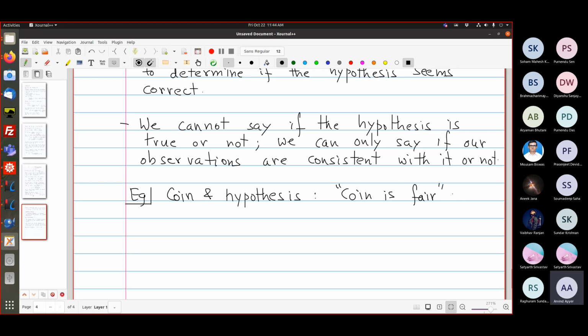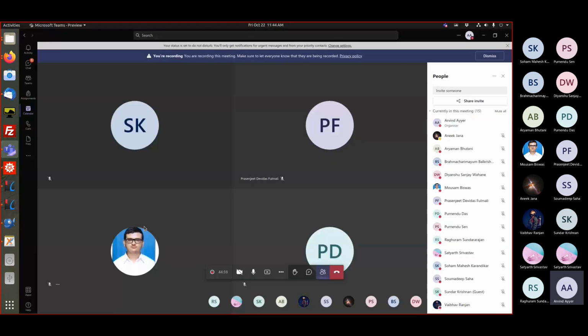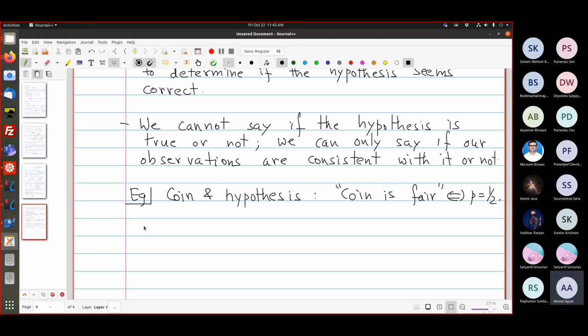Which is equivalent to saying Bernoulli P with P equal to half, and this is the hypothesis. This is a question I asked you at the beginning of the course: how do you determine if a coin is fair? You take a regular coin from your wallet or purse and you toss it. What else can you do with a coin? So suppose we toss it 100 times.